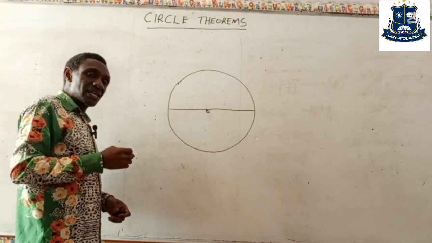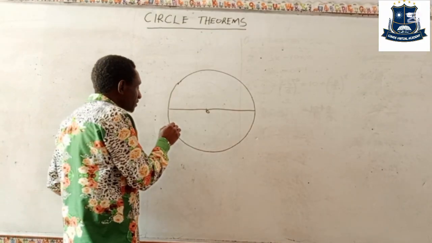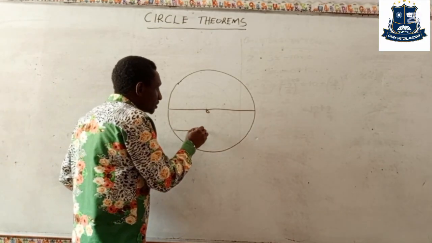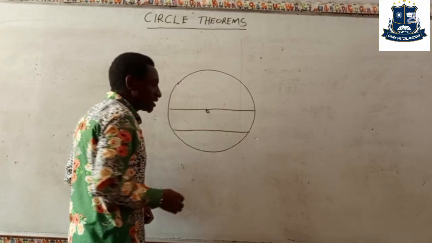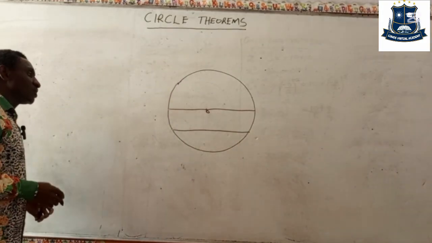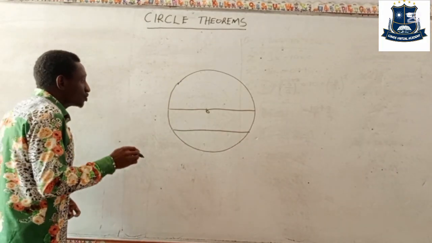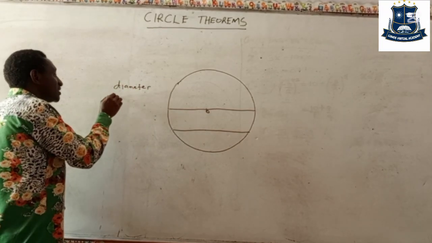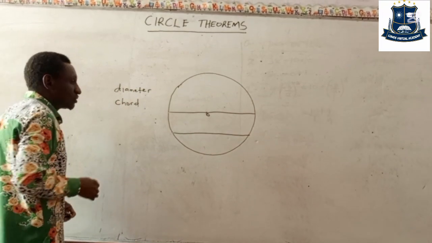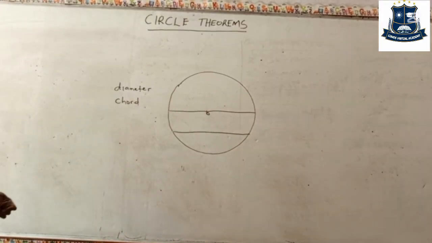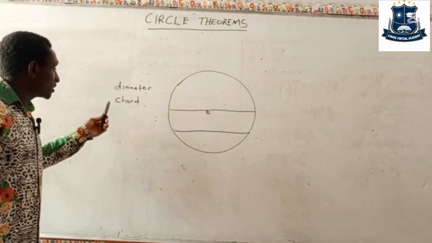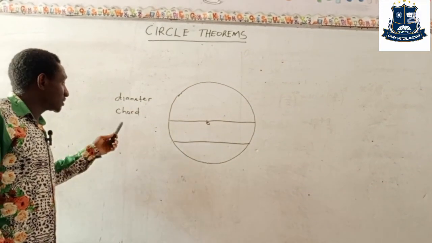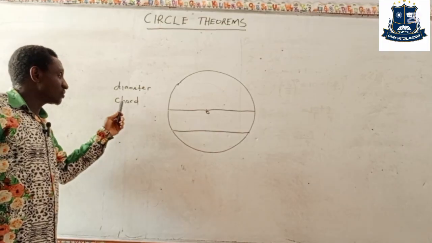But we also have other lines that do not pass through the center. If we have another line that starts from the circumference, doesn't pass through the center, and then gets back to the circumference, that line is called a chord. Always ensure that you can identify your diameter in a circle and you can identify your chord. You can identify your diameter with the help of the O, and any line that is not passing through the O is a chord.